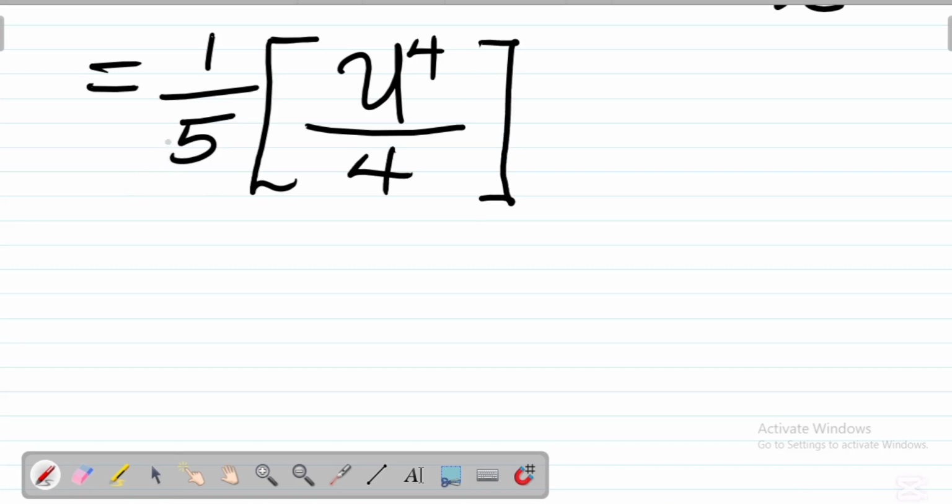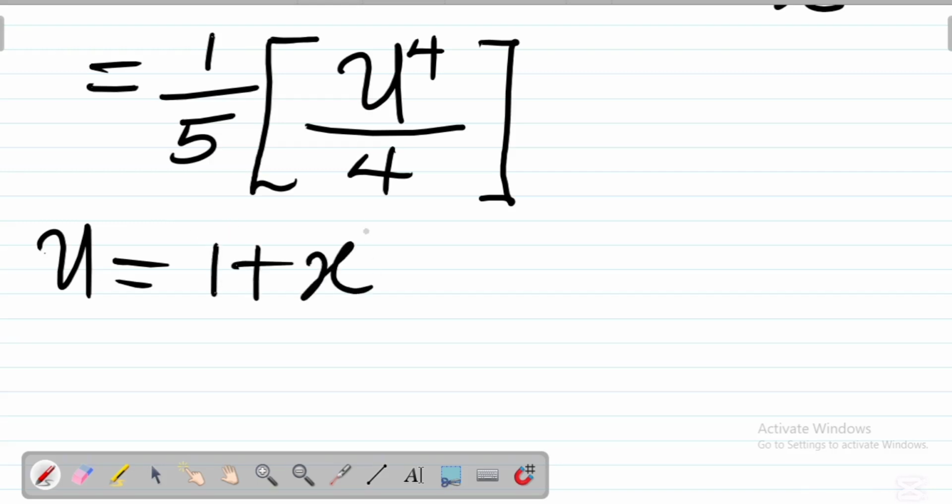Now remember that u from our calculation is 1 plus x raised to the power 5. Now let's substitute the value of u into this equation. Let's call this equation 2.